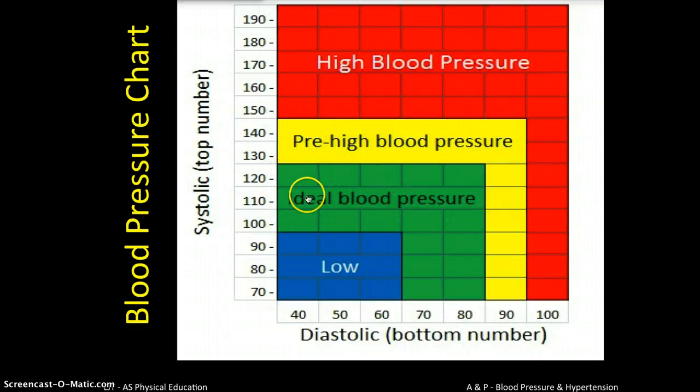Ideal blood pressure has a range, and obviously ideally at rest you're between those. Low pressure can be a problem in terms of circulation and getting oxygen to our brain.